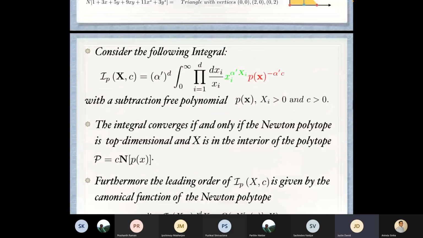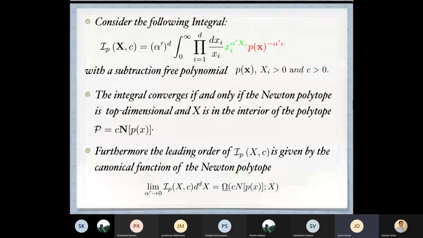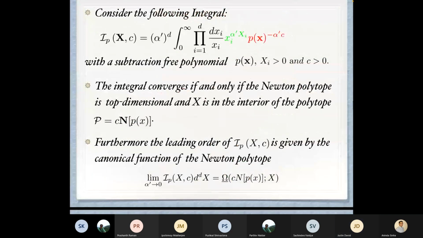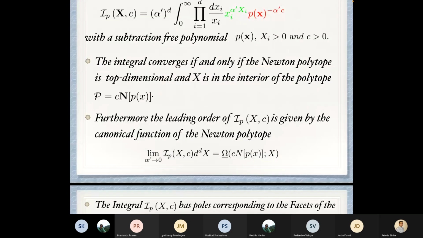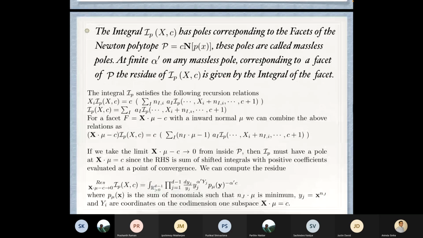Right. So already we see that this integral has certain properties, right? When alpha prime goes to 0, it gives you the canonical form. And then when we go to a facet, the whole integral basically reduces to the integral of the facet. These are all properties of the canonical form that we defined earlier, right? So it's a nice candidate, and I'm just going to define it in the next slide.